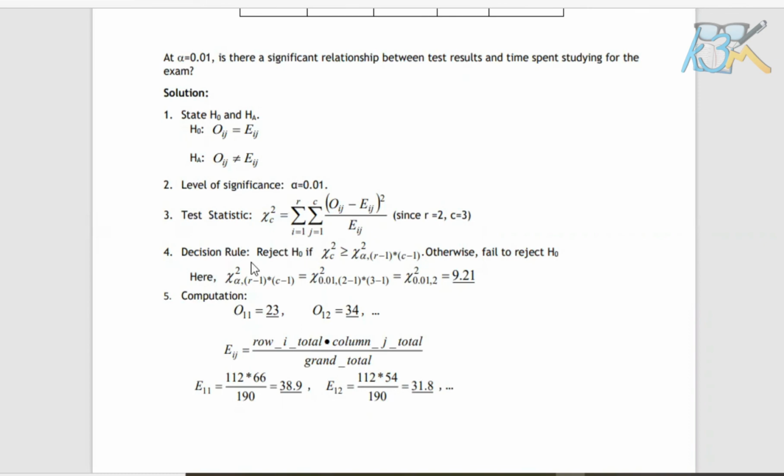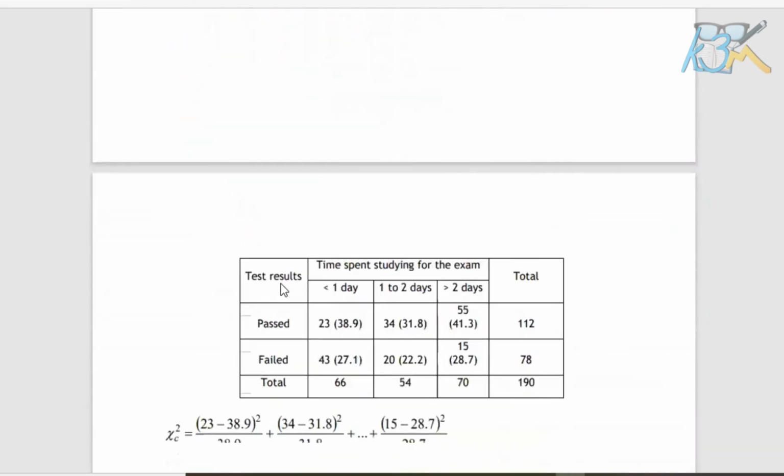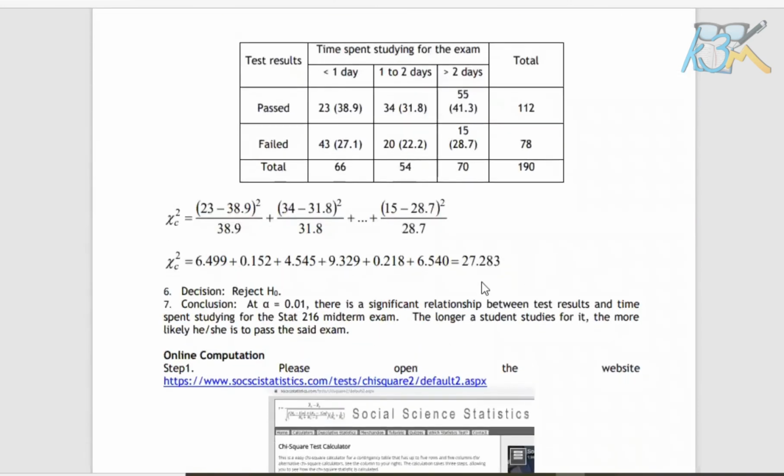Then the decision. We reject the null hypothesis if it satisfies this. And then the computation, where we get the chi-square. Then, based on the result, the decision is to reject the null hypothesis, or it can also be that it cannot be rejected. For the conclusion, at alpha 0.01, there is a significant relationship between the variables of the problem. Okay?